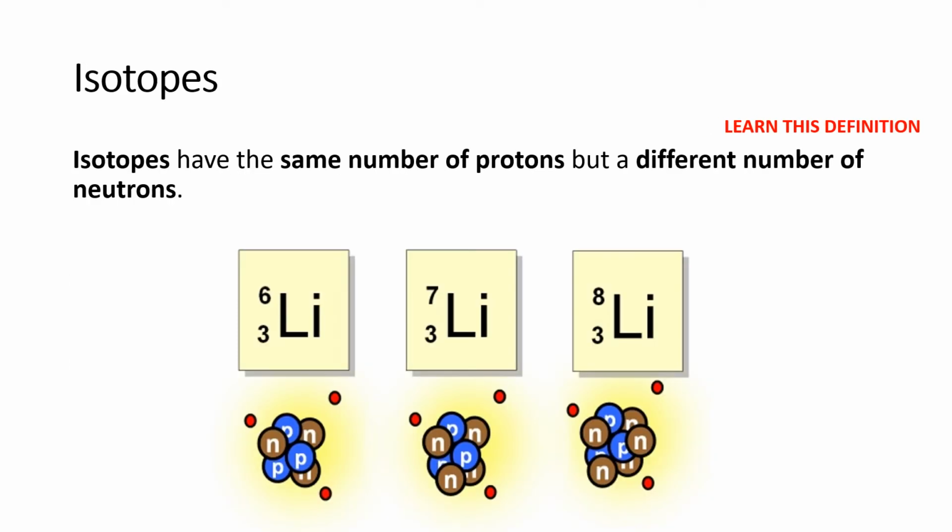Isotopes have the same number of protons but a different number of neutrons. This is an example of lithium. It always has 3 protons, so the atomic number will always be 3. But the first one on the left has 6 protons and neutrons. This means it has 3 neutrons. The one in the middle has 4 neutrons, and the one on the right-hand side has 5 neutrons.